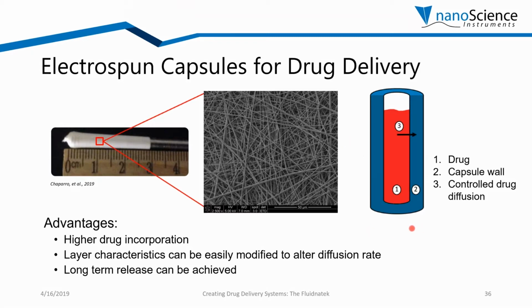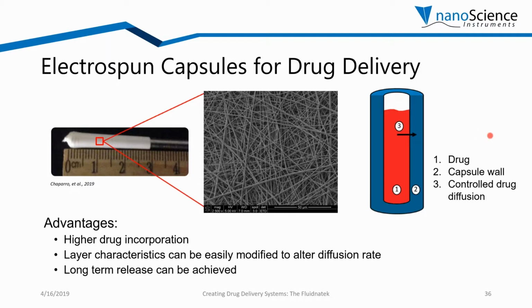So for example, number 1 will be the drug that is encapsulated inside that hollow tubular scaffold. The second one will be the capsule wall. This will be your material, and then we can control the drug diffusion, number 3, based on the drug and also the capsule wall that we're using.